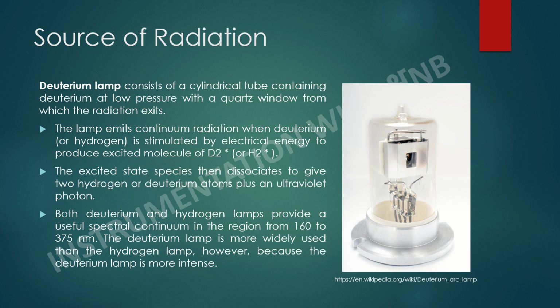Deuterium lamp consists of a cylindrical tube in which deuterium is there at low pressure, and there is a quartz window from which the radiation exits. Basically, when we apply electrical energy to the lamp, the deuterium gets stimulated and it produces excited molecules. And when it turns towards its ground state, it emits ultraviolet photons.